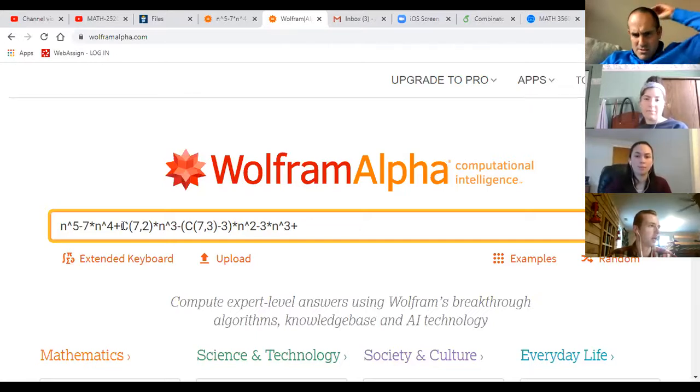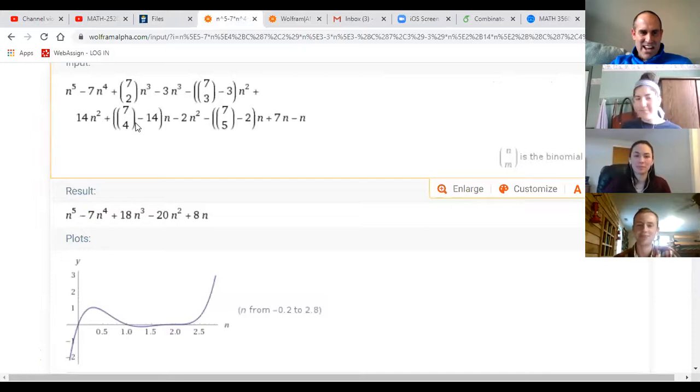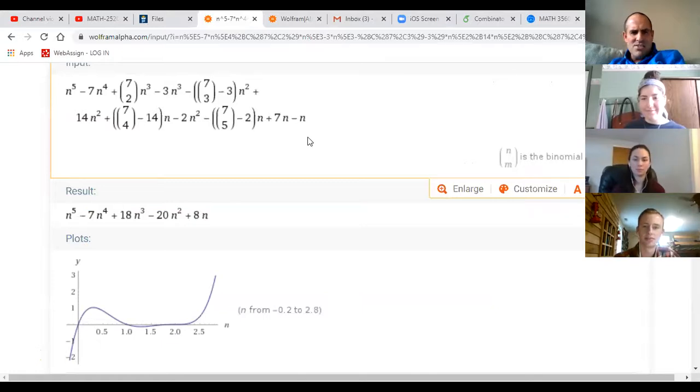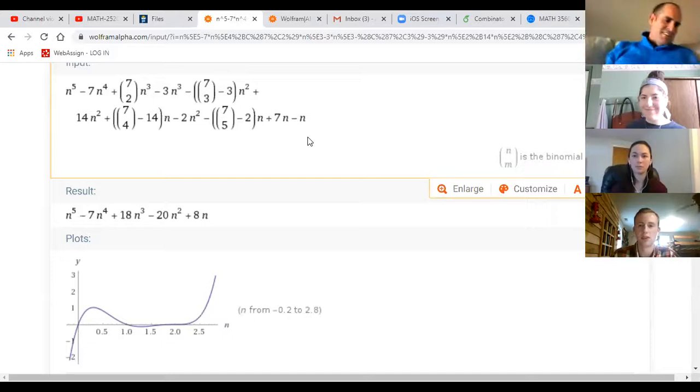Oh, is that what they have? Yeah, oh man, that's exactly what we have. So why am I even typing this in here? It's the same, right? Yes. It looks exactly like this. And they have minus 2n squared in there, Aaron? They do in S5. And then a minus quantity 7 choose 5 minus 2 times n plus 7n minus n. Yep. All right. Hey, the back of the book is infallible.